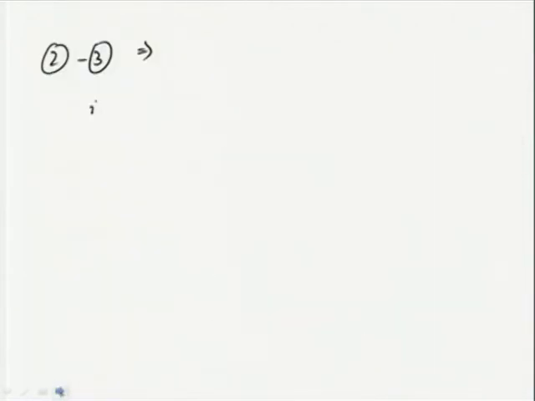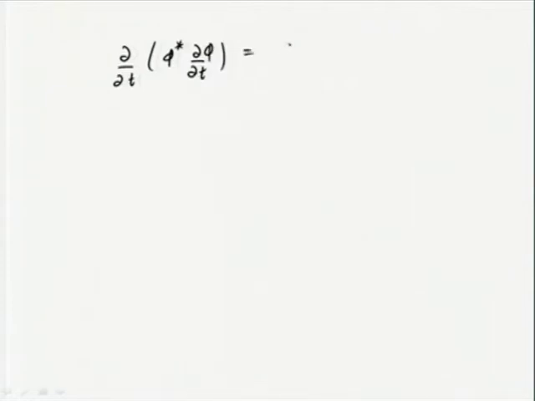Now, if I take the time derivative acting on phi star ∂phi/∂t, that will give me phi star ∂²phi/∂t² minus i ∂phi star/∂t ∂phi/∂t, there is no plus. Similarly, for the other term, time phi ∂phi/∂t, we can also write in the same fashion.